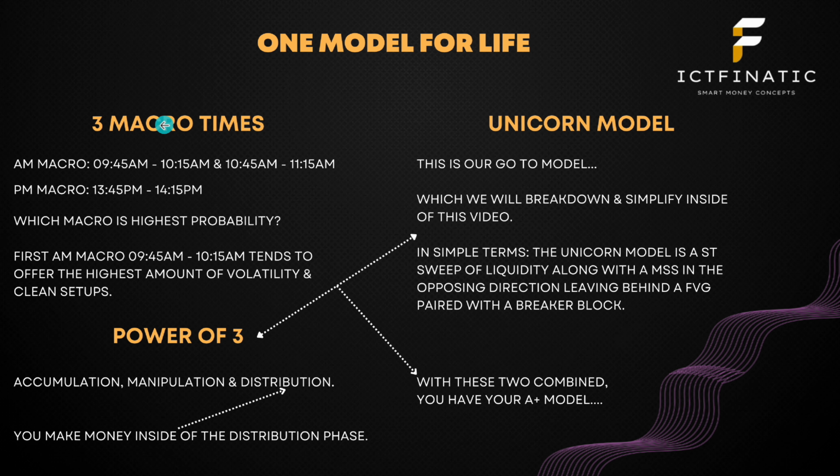That will be your unicorn model after the power of 3. That's an A+ setup inside the macro, preferably the first macro. The first AM macro at 9:45 AM to 10:15 AM. This is my favorite macro as it tends to be the highest probability with the clean setups, and you guys already know, close to New York Open, price is extremely volatile. Let's dive straight into the next slide.